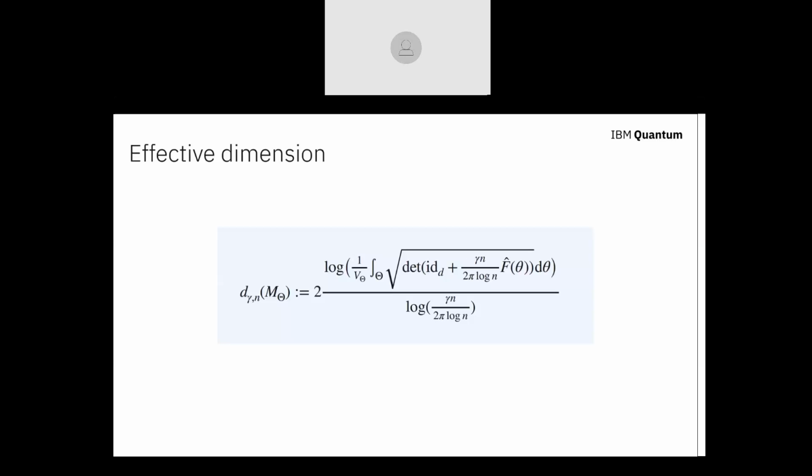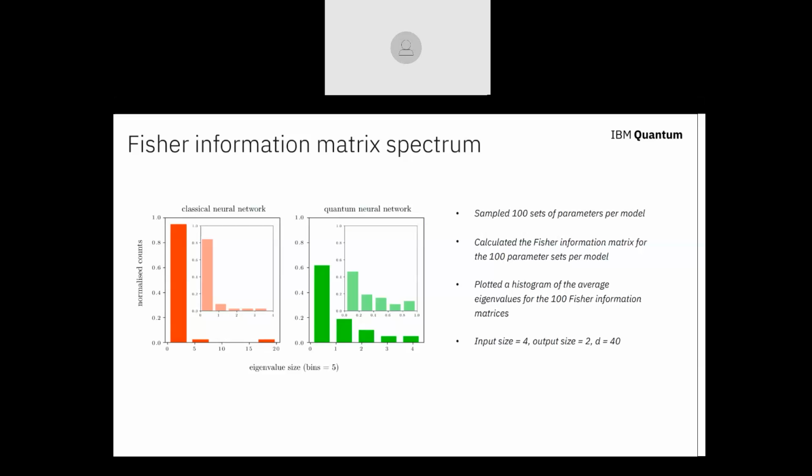Okay. So then, of course, the next natural question is why, right? Why does this quantum model seem to be so much more expressive as captured by the effective dimension? And if we go back to the definition of the effective dimension, the most important quantity here is really this thing here, this Fisher information. So we decided to look a little bit more deeply into the Fisher information of these two models and see if there's anything interesting. And it turns out, to me at least, that there is.